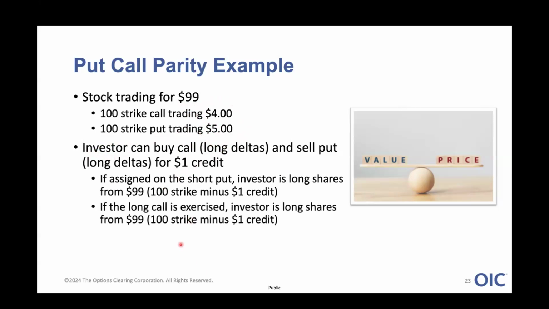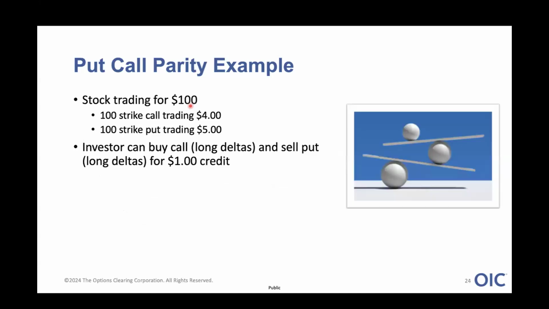If stock, say, closed at 101, well, my 100 level put would expire worthless. My 100 strike call would be in the money. I would exercise it, and I'd be effectively long stock from $99. Remember, I'd be buying stock for 100, but I took in a $1 credit when I put this position on. Whether I buy stock for $99 or buy the call for 4 and sell the put for 5, in this case, it's the same thing as buying stock for $99. In this case, we would say that the market is fairly priced. There is no arbitrage.